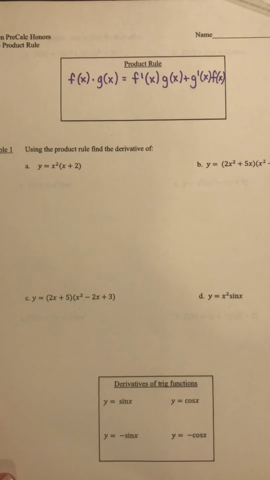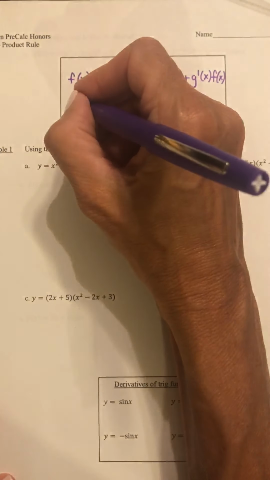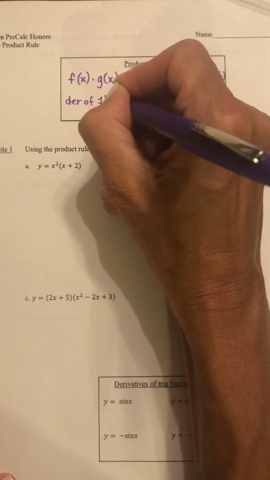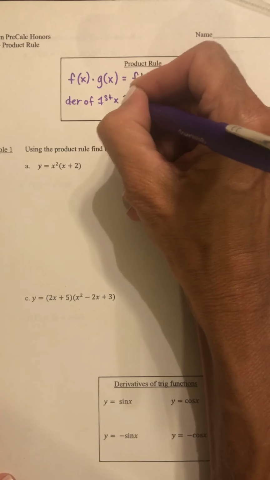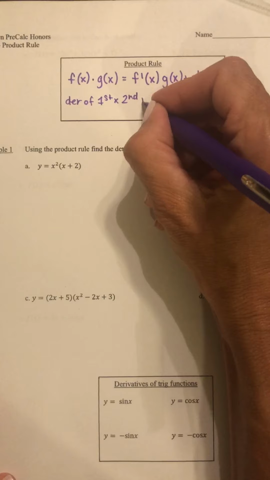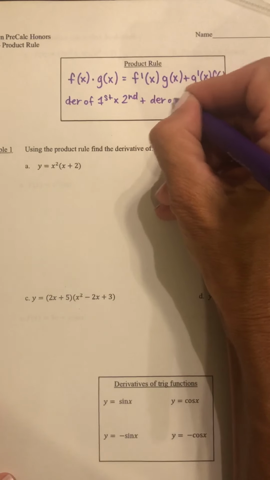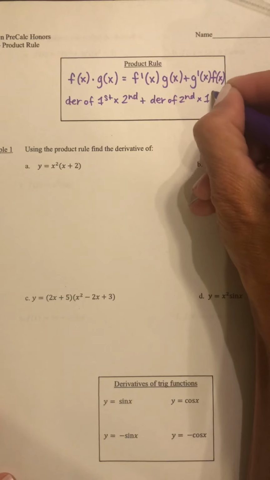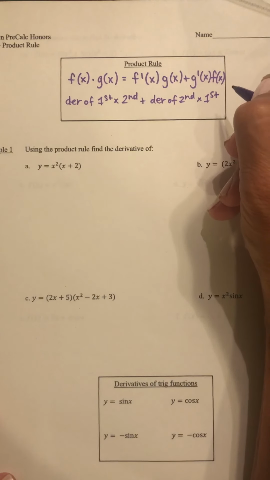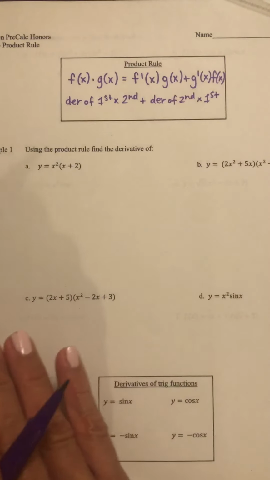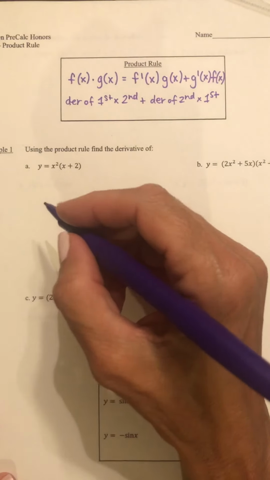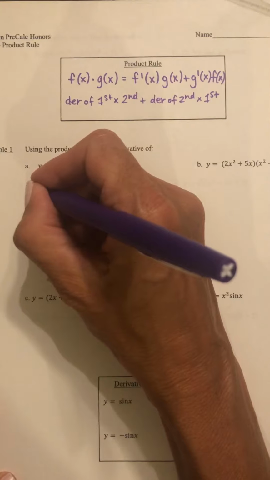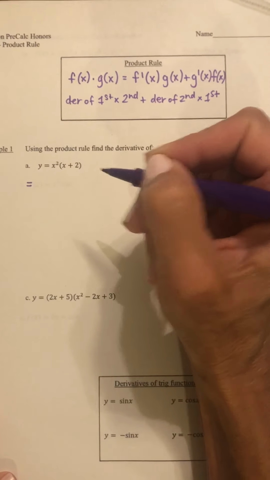You ready for it? Derivative of the first times the second plus the derivative of the second times the first. All right, you ready for it? All right, letter A. Here we go. So we want to find the derivative. Now we're leading you through, and we're telling you to use the product rule.